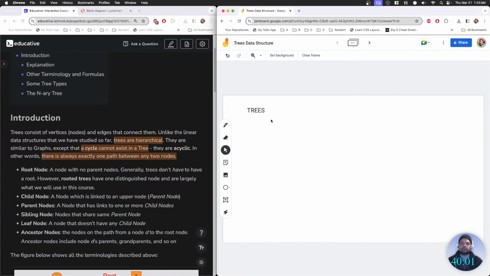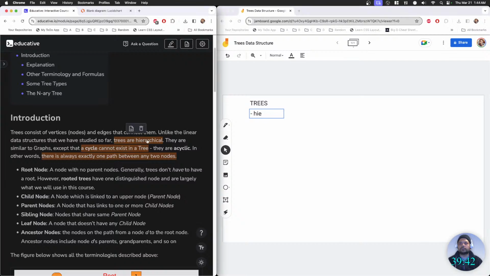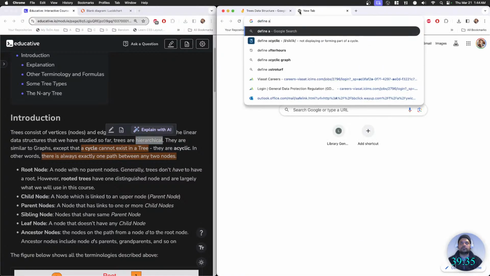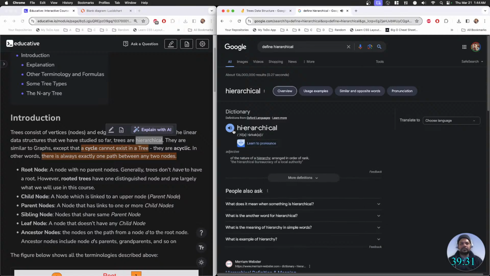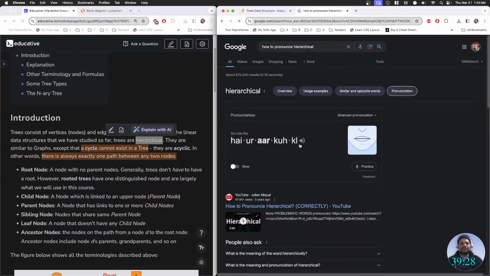Trees. That's one. What's another note? Why is it all caps? Hierarchical. Alright, if we're going to do pronunciation, how about that one? Trees are hierarchical. Define hierarchical. See, even she's having a hard time.